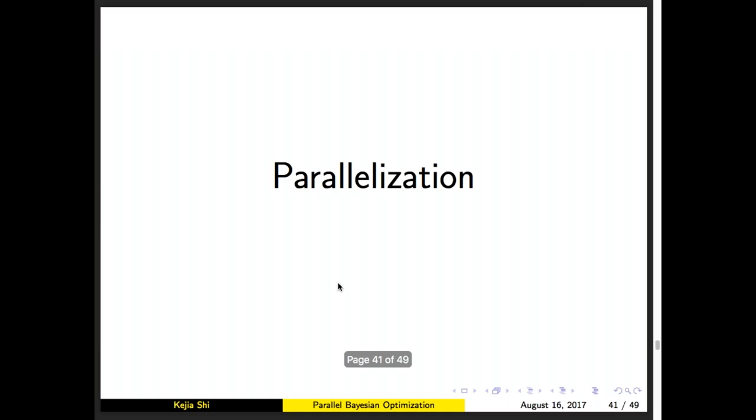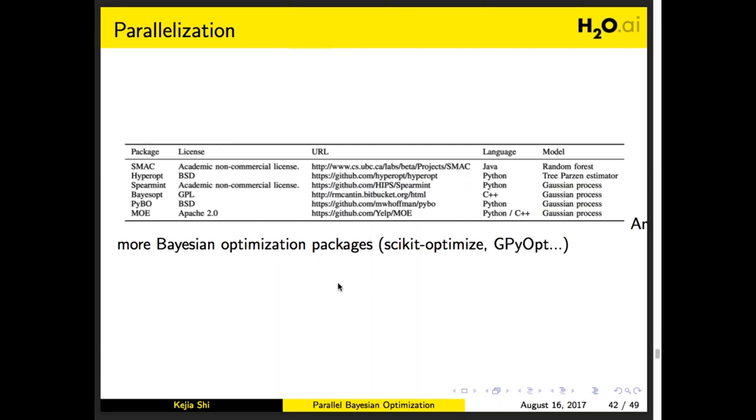All right, so right now we have covered Bayesian optimization. So how do we make it parallel? How do we utilize our computational power and make it faster? Well, I'm just going to talk about the packages first, because I know more people would be interested in this. And this is a graph from a paper in 2015.